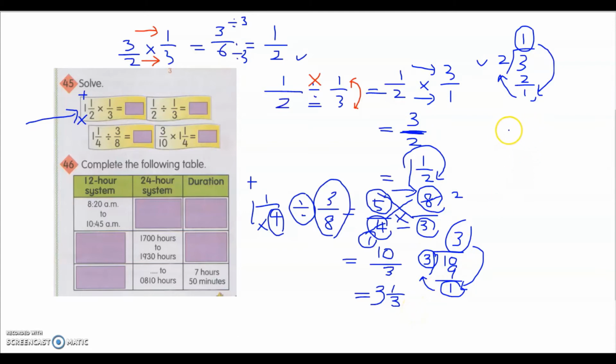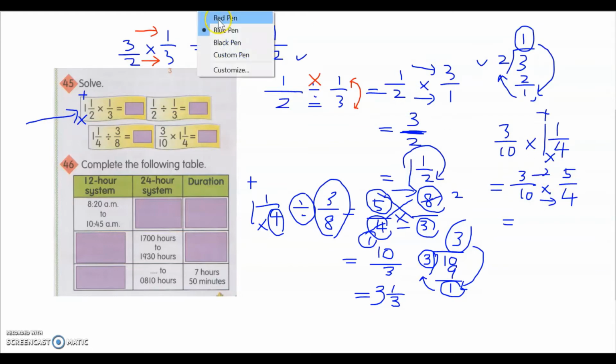Okay, last one, 3 over 10 times 1 1/4. Okay, this one you change to improper fraction, times, and then you plus. 4 times 1, 4. 4 plus 1, 5. So it's 5 over 4. Okay, so you can times like this.